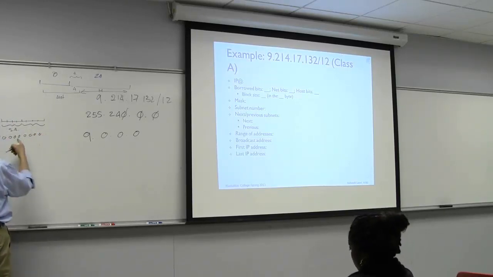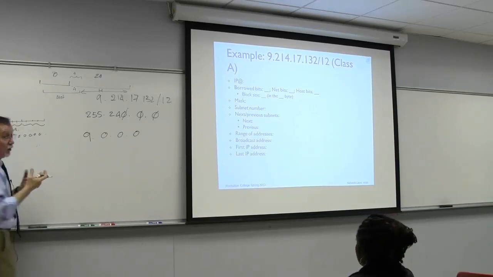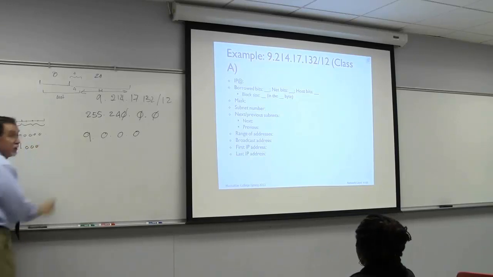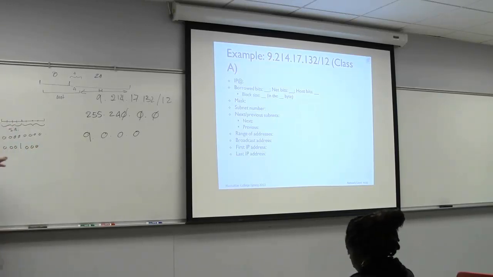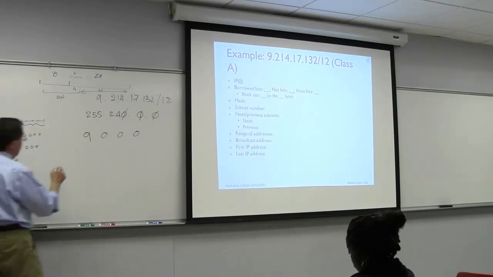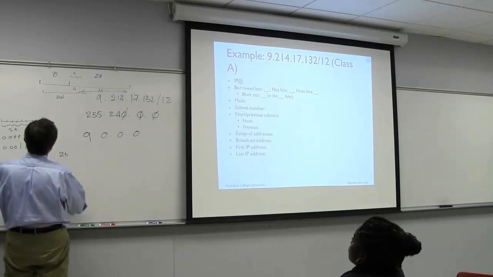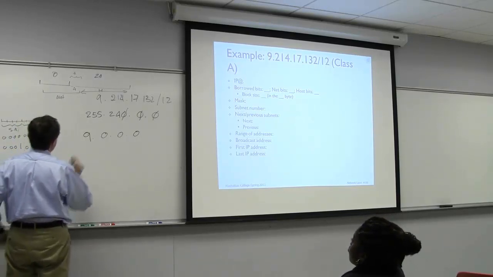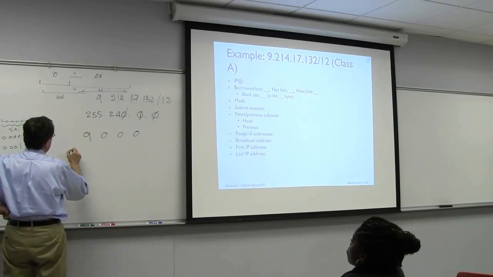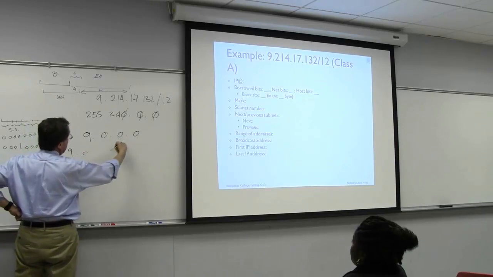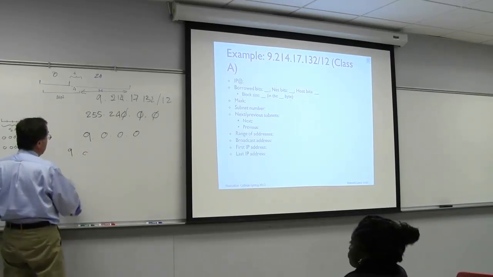The second subnet, I add 1 to it. It's a block of 16 also. So that's 0001 0000, and the rest is 0. Okay? You got it? So the first subnet will be what? Maggie, you tell me, what's the address of the first subnet? 9.0.0.0.